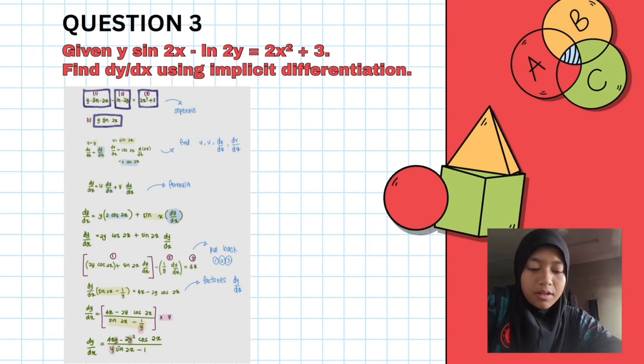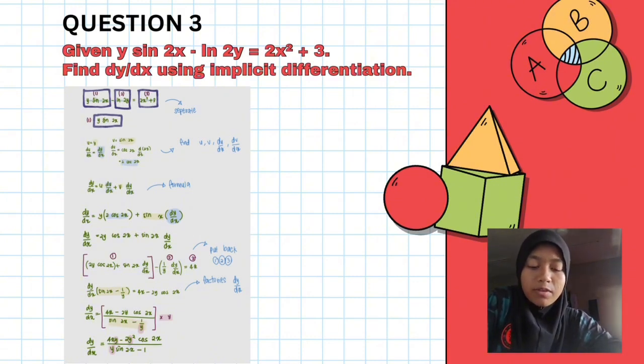Next, differentiate the second term, d/dx of ln 2y. Using the chain rule, the derivative of ln u is 1 over u du/dx. So d/dx of ln 2y equals 1 over 2y times 2 dy/dx, which equals 1 over y dy/dx. For the right hand side, d/dx of 2x squared plus 3 equals 4x.